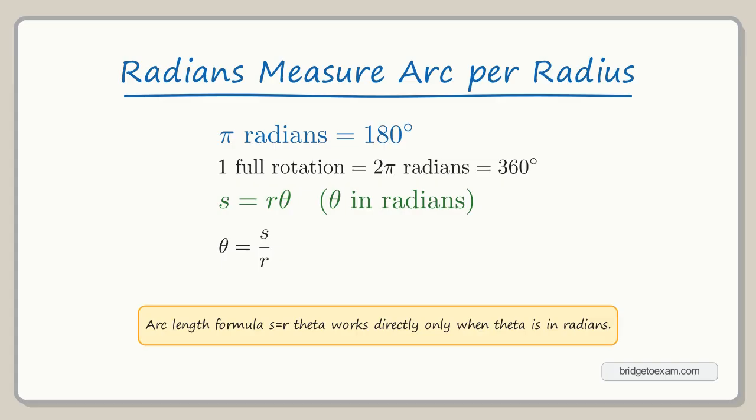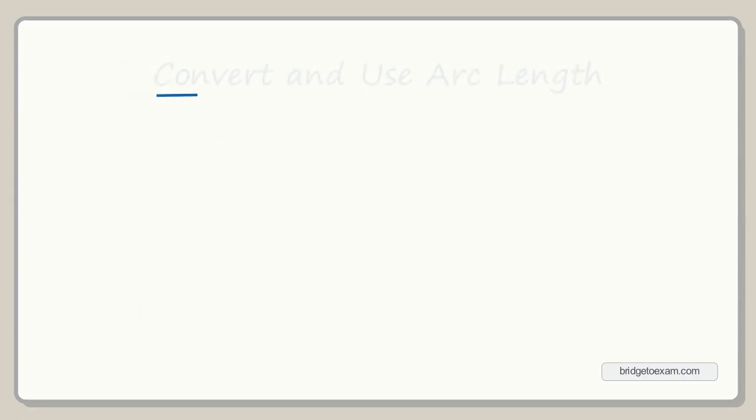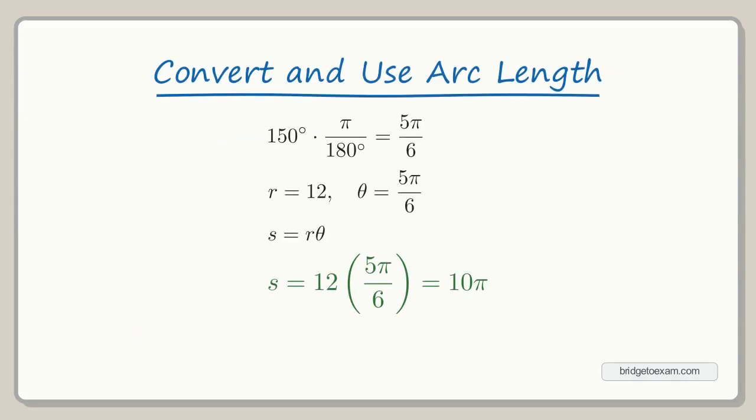The key facts are pi radians equals 180 degrees, and arc length equals R times theta when theta is in radians. Convert 150 degrees to radians by multiplying by pi over 180. That gives 5 pi over 6. If the radius is 12 and the central angle is 5 pi over 6, the arc length is 12 times 5 pi over 6, which is 10 pi.